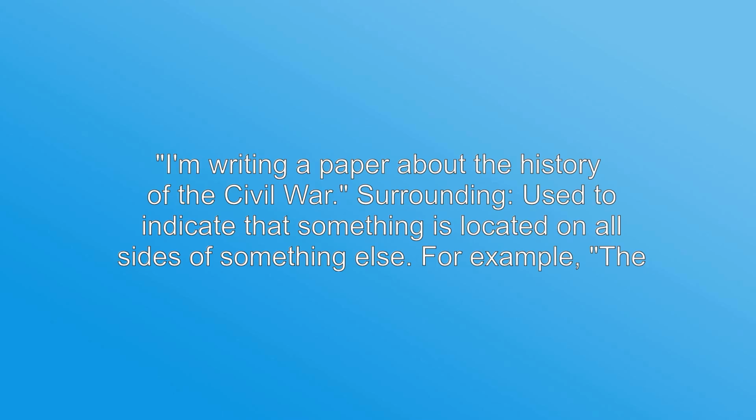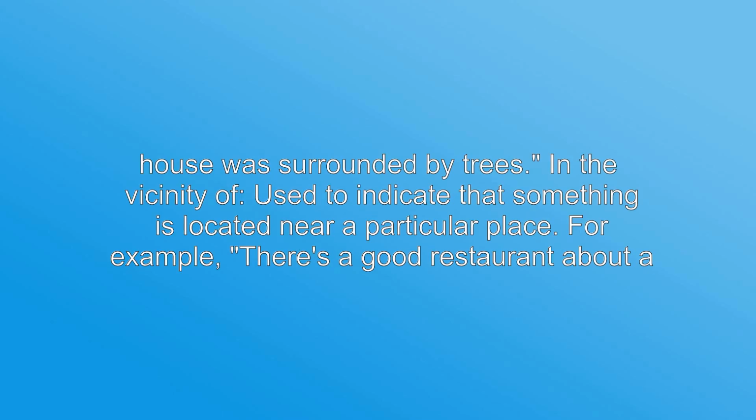Surrounding, used to indicate that something is located on all sides of something else. For example, the house was surrounded by trees. In the vicinity of, used to indicate that something is located near a particular place. For example, there's a good restaurant about a mile from here.